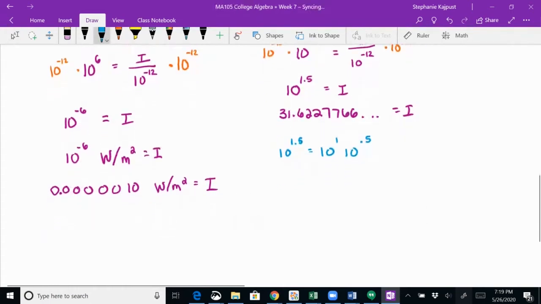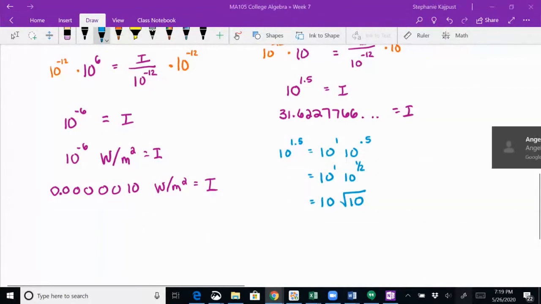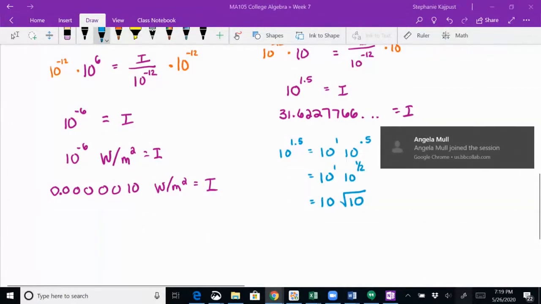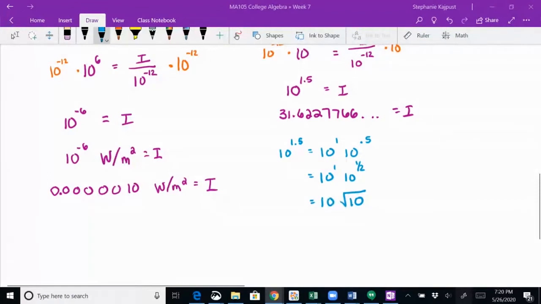Then something to the 0.5 exponent, if I rewrote that as a fraction, is 10 to the 1/2. Now the 1/2 exponent is the same as taking the square root. So that's where they get 10 times the square root of 10: they took that 1.5 exponent, split it up, and then turned the 1/2 part into a square root. And if you did 10 times the square root of 10 on your calculator, you get the same decimal value that we did before.